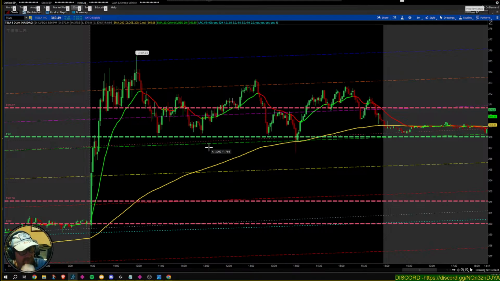But it paid off. I held through it. It wasn't clean. It was kind of a messy up and down trade, but it still worked out. And I held through all of that and ended up making a very, very good profit.